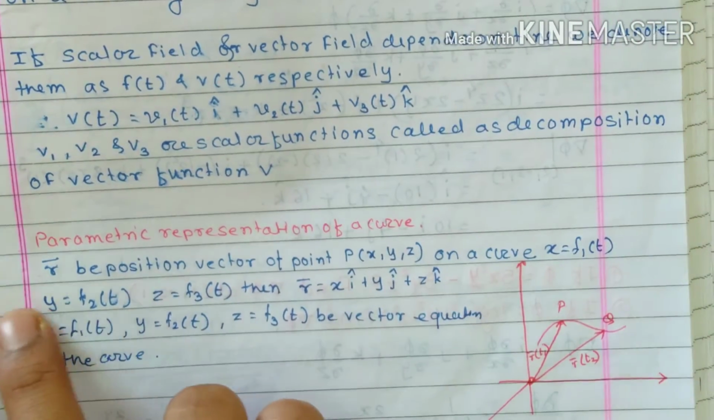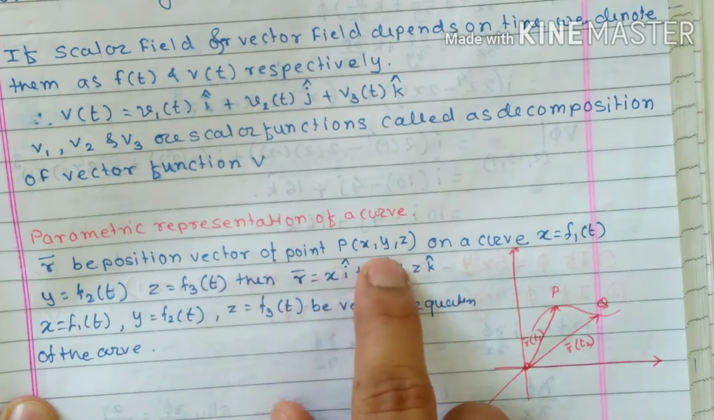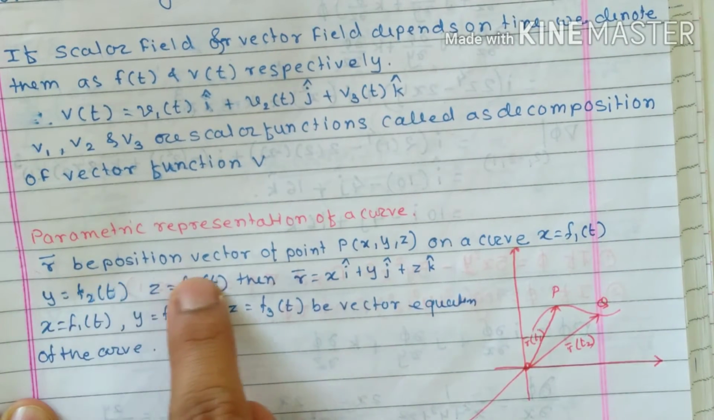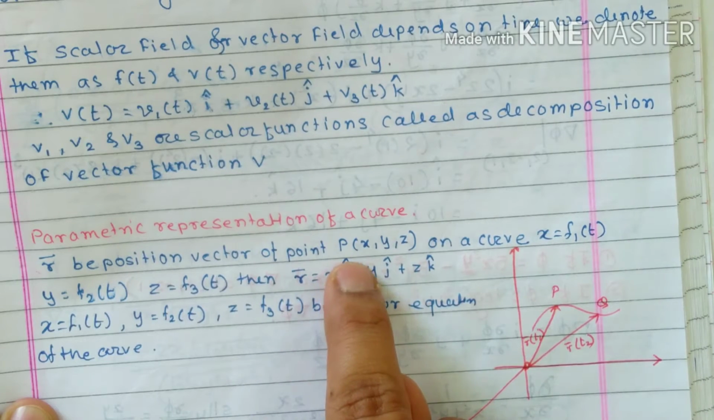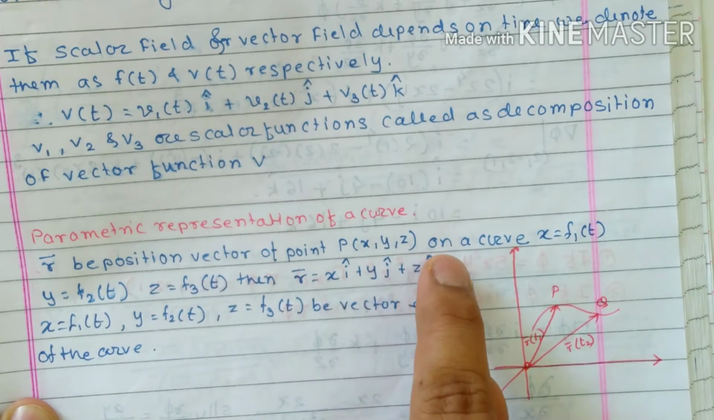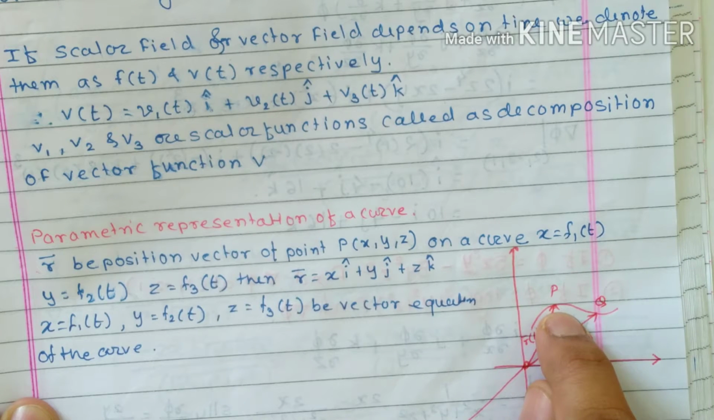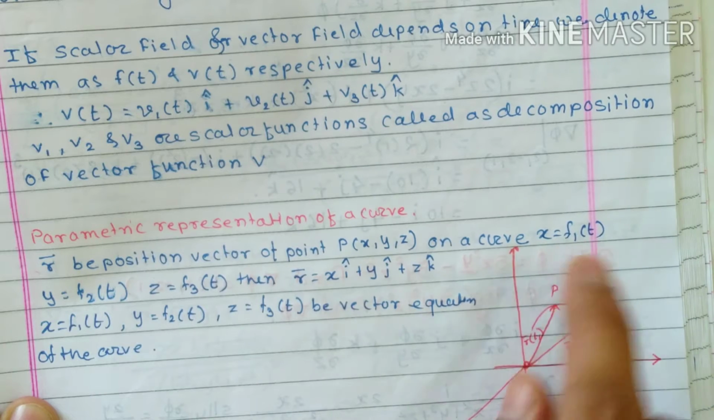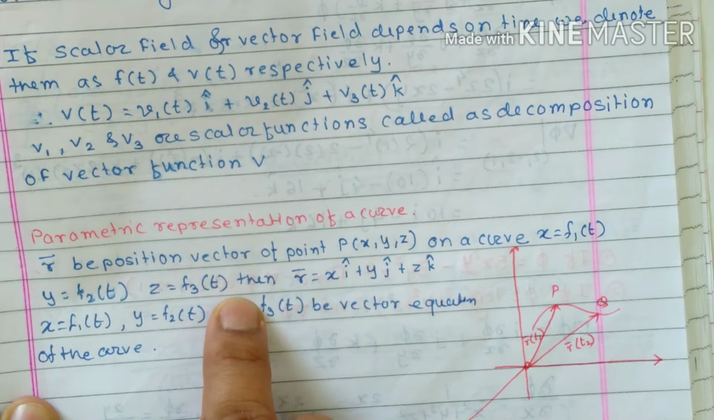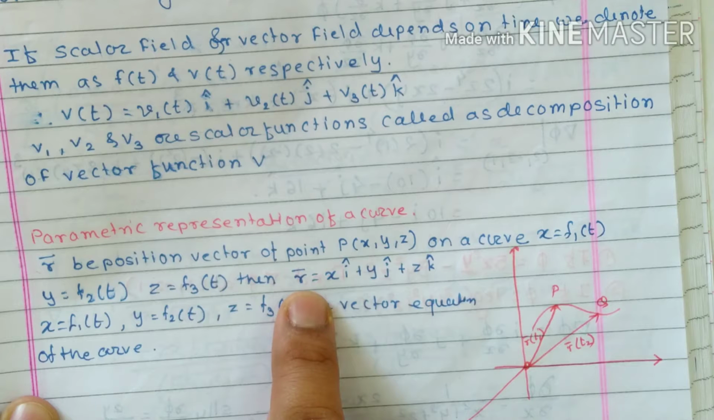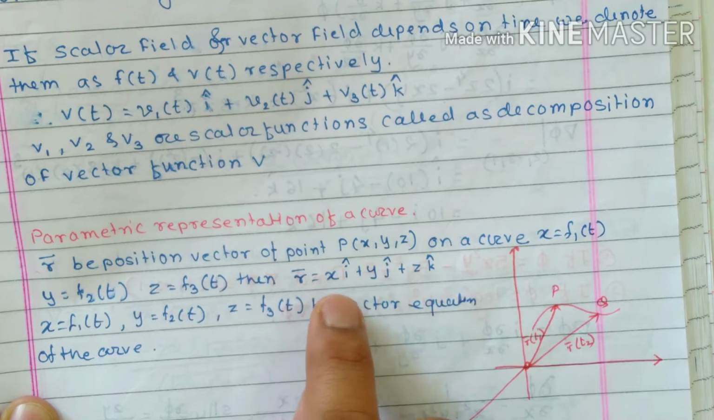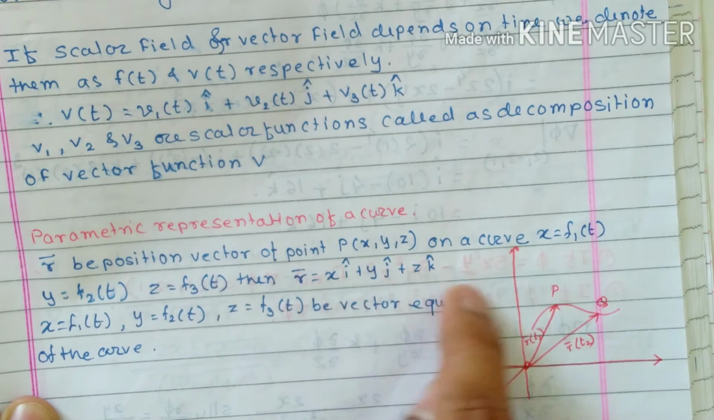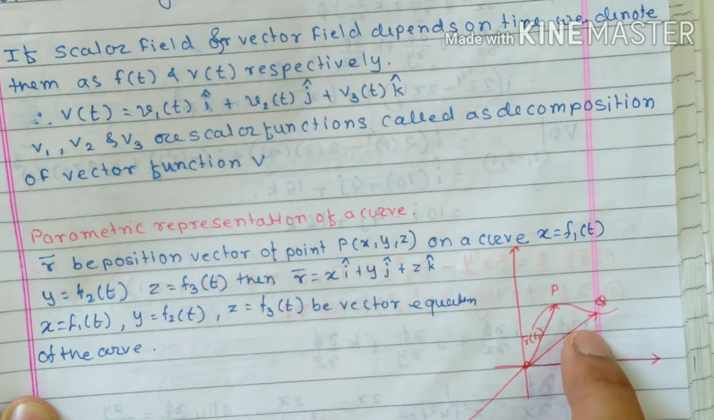Now have a look at the parametric equation of this particular curve in space. Let R bar be the position vector of point P (x, y, z) which lies on the curve. Then its x, y and z coordinates are given by f1 of t, f2 of t, f3 of t. Then the position vector R bar is given as x i cap plus y j cap plus z k cap. So this is the vector equation of the given curve.